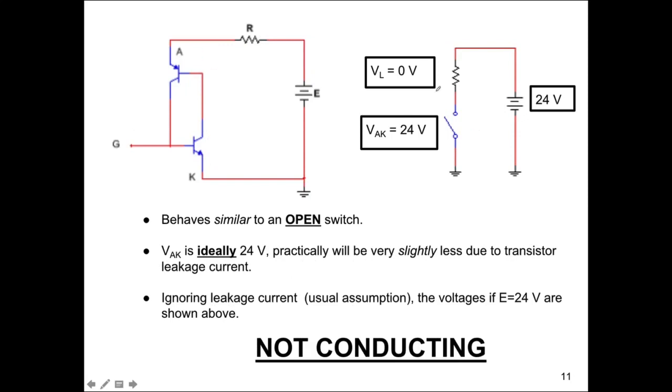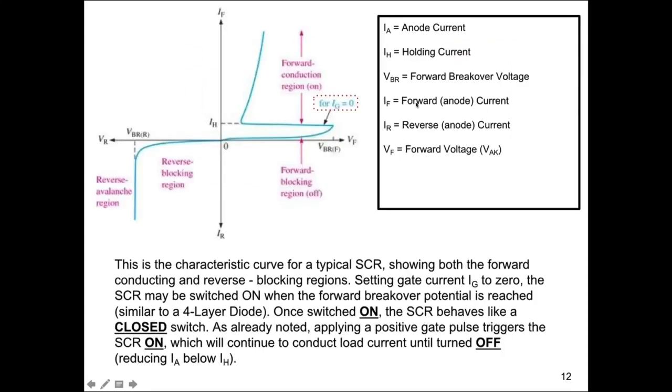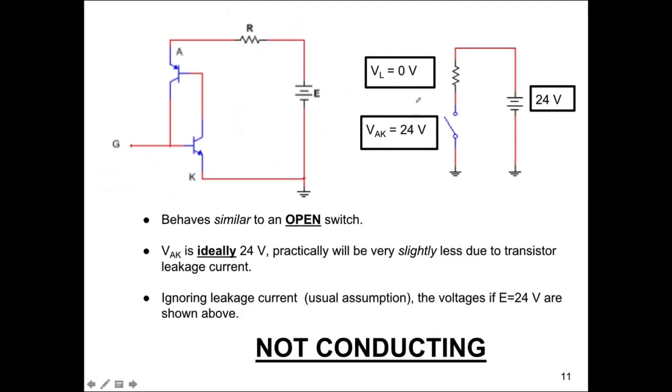Okay, if the device is non-conducting, we have like an open switch here, essentially. So the load voltage is going to be 0. This voltage here is going to be 24. Practically, because of the small leakage current, this will be maybe 23.98 or 99, something a little less than 24, and this will be just a few millivolts. But anyway, the ideal is if that's 24, all the source voltage is developed across the SCR, leaving nothing for the load.